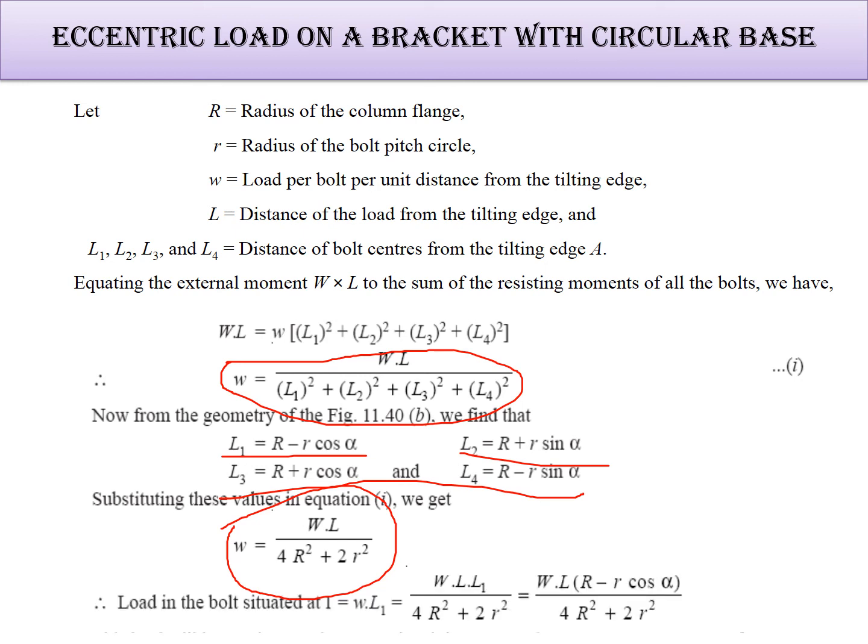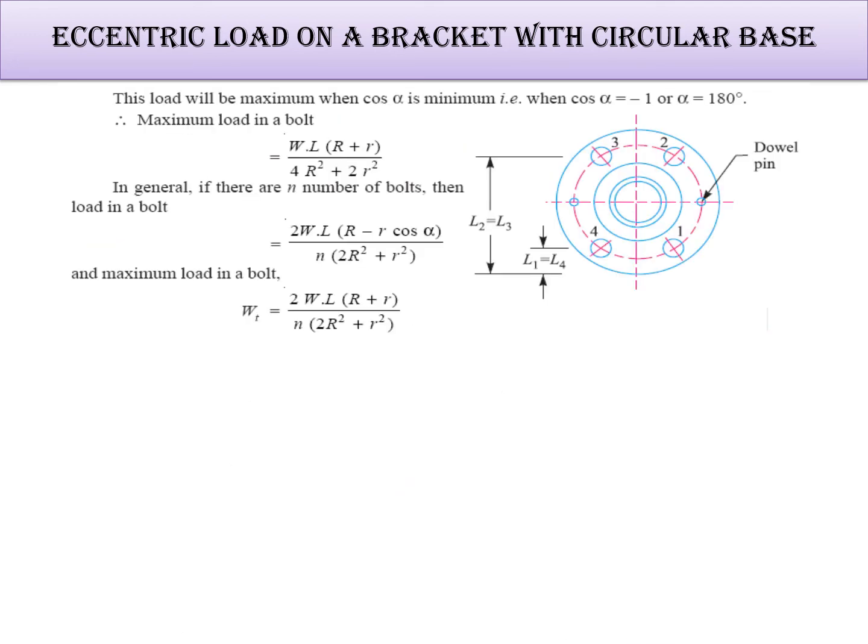So the load in the bolt situated at 1 is equal to what? Small w into L1, so small w into capital L into L1, and based on this we get a formula. So at point 1 this will be the formula for calculating the load. This load will be maximum when cos alpha is minimum, that is when cos alpha is equal to -1, or alpha is equal to 180 degrees.